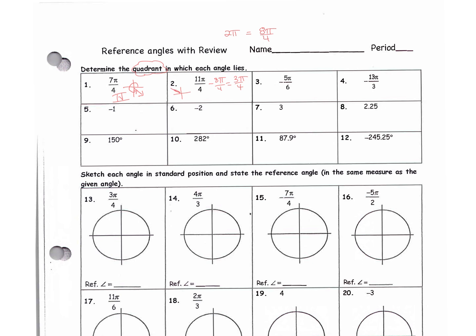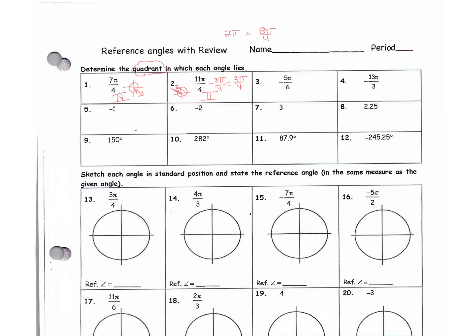So if I was to sketch this angle, I'm going to go all the way around once, spiraling out, and I'm going to go my 3 pi over 4 radians more. That's how I would graph or sketch 11 pi over 4. So it looks like my terminal side is in the second quadrant.